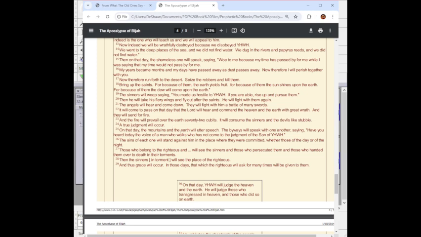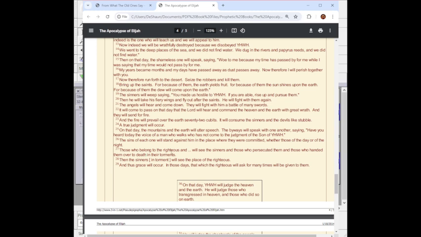On that day, the mountains and the earth will utter speech. The byways will speak with one another, saying, You have heard today the voice of a man who walks, who has not come to the judgment of the Son of the Most High. The sins of each one will stand against him in the place where they were committed, whether those of the day or of the night.